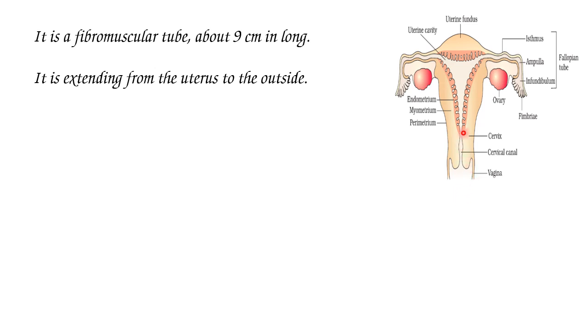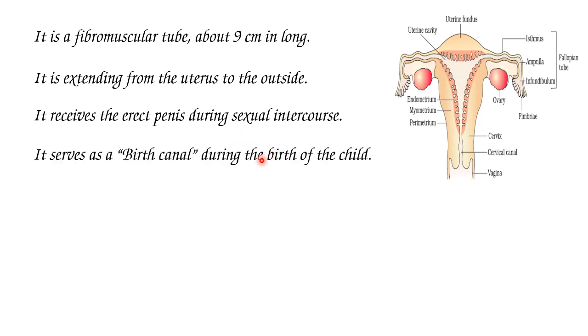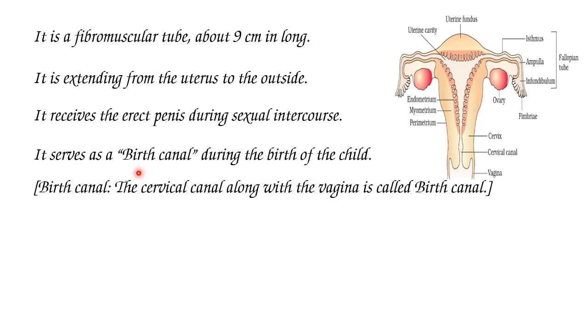The tip of the uterus is called the cervix. The vagina receives the erect penis during sexual intercourse. The vagina serves as a birth canal during birth of the child. The birth canal is defined as the cervical canal along with the vagina.